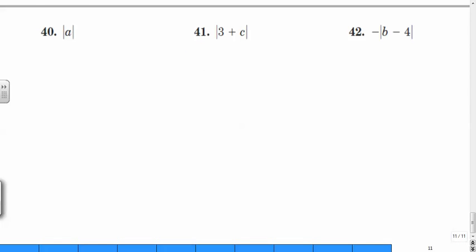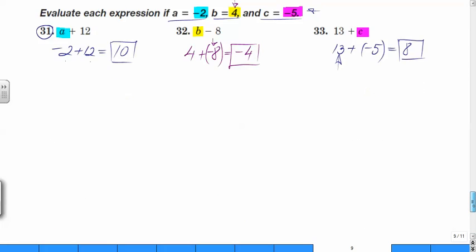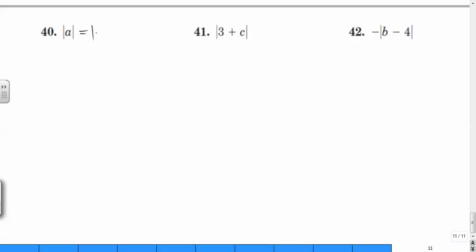Alright, let's talk about absolute value. Absolute value of a, right? What was a? a was negative 2. So this one equals absolute value of negative 2, which we know is the distance to 0 of negative 2's location on the number line, which is 2 units.